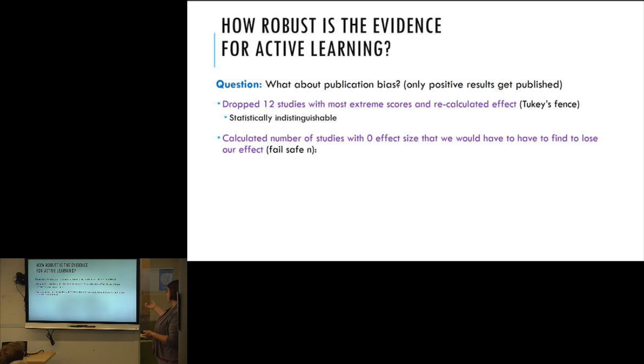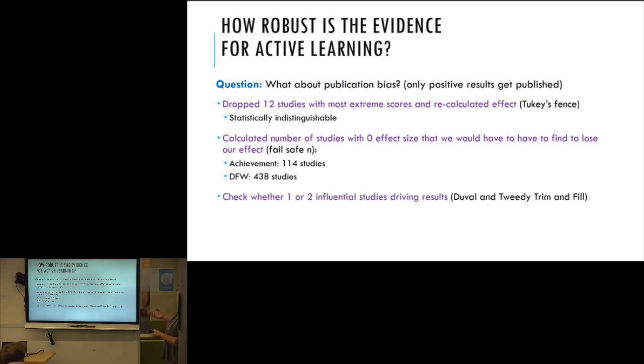We calculated, this is the one I find most compelling, the number of studies with an effect size of zero that we would have to find in the literature to lose our effect. For achievement, it was 114 studies. If we had found basically half again our sample size that didn't work, we would have lost that effect. But for the DFW, we would have had to find 438 studies, which is like four times our sample. So that's pretty impressive. It would take a lot to lose that effect. So that was pretty compelling.